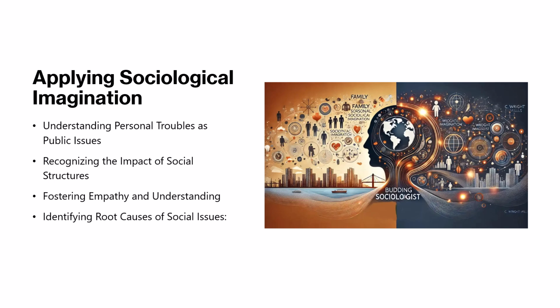Recognizing the impact of social structures. This allows us to understand how social structures like family, education, and government shape our behaviors and opportunities. For example, educational attainment can be influenced by social factors such as family background, access to resources, and social expectations. Applying the sociological imagination also fosters empathy and understanding. By connecting personal experiences to societal contexts, we can better understand and empathize with others and our own situation. For example, understanding the struggles of single-parent families by considering societal pressures and the lack of support systems.